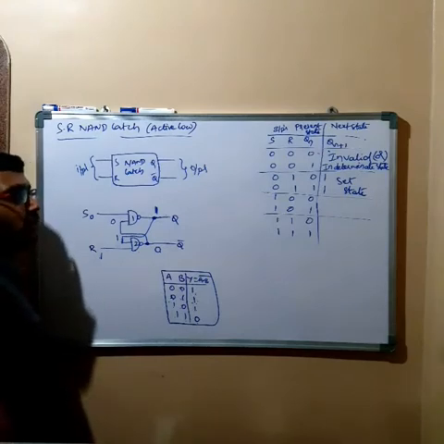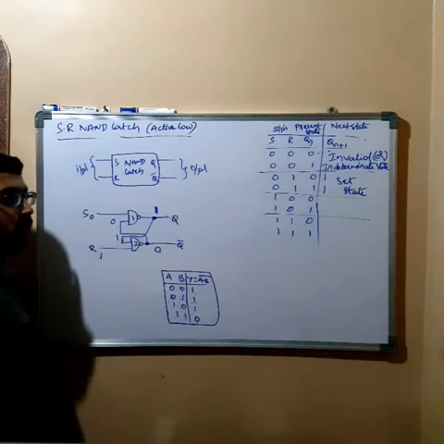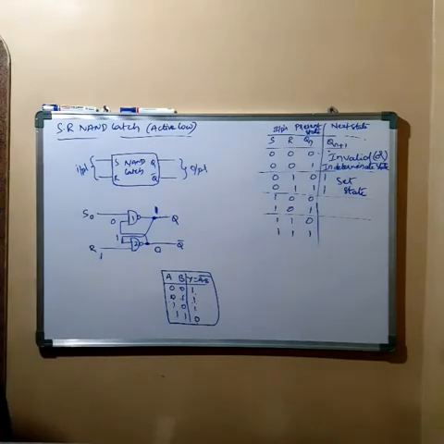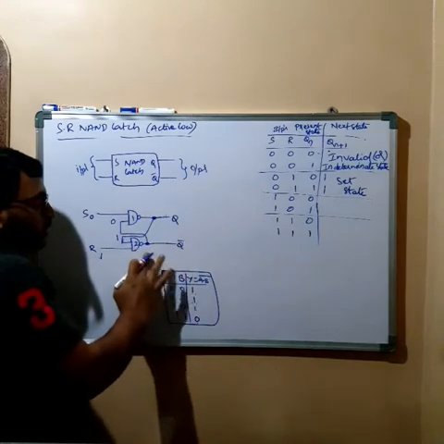If you apply the inputs S is 0, R is 1, if the past output is 1, you get 1, right? So this is set state. Now let us see.